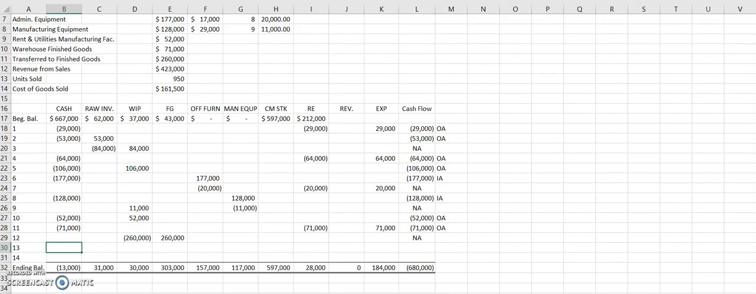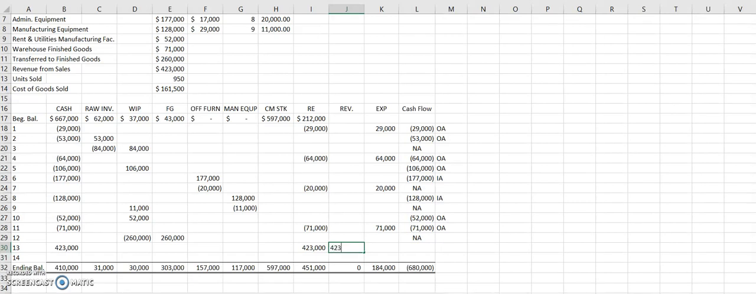Number 13 then. Sold 950 ebook readers for $423,000. It doesn't say on account or cash, so we're going to assume that we're good to go with cash. $423,000. Let's see. Our cash is going up. What else do we have here? Yes, we have sales. We have revenue. So our retained earnings, our earnings are going up. Our profit is going up because of that sale of those items.